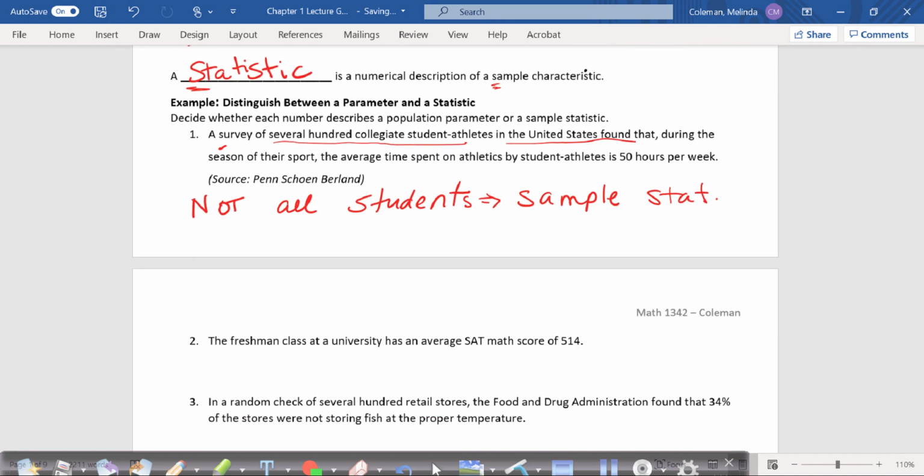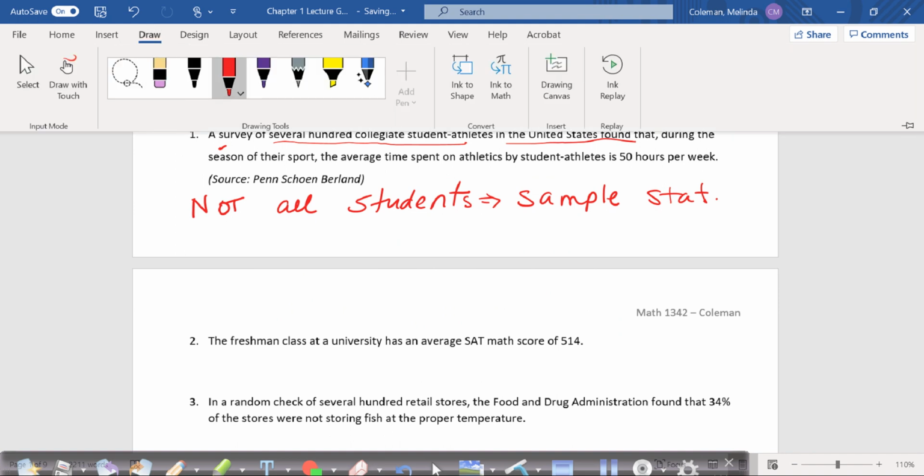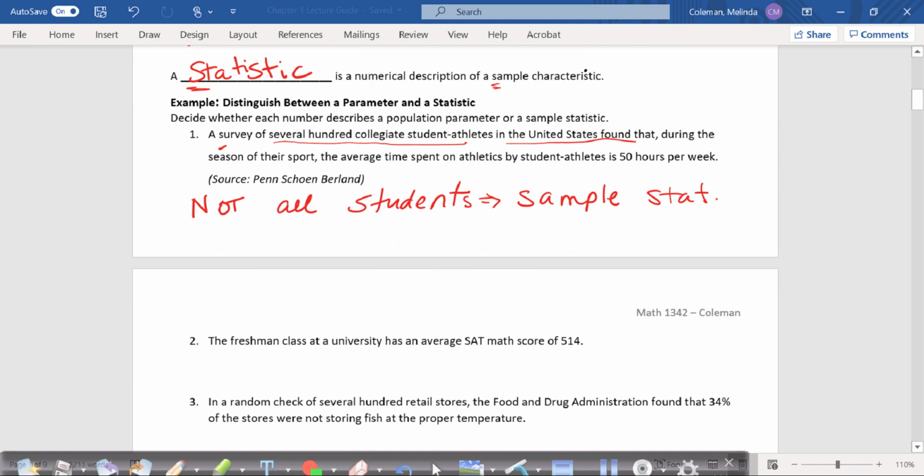All right, so again, one more time, since we're talking about several hundred students, obviously it's not every student. Since it's not every student, it would be a sample. The answer, the 50 hours per week, would be the statistic that goes with that. So it's a sample statistic.